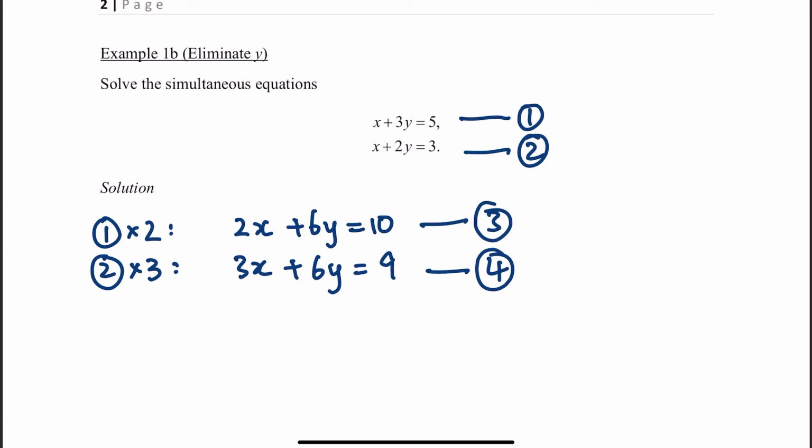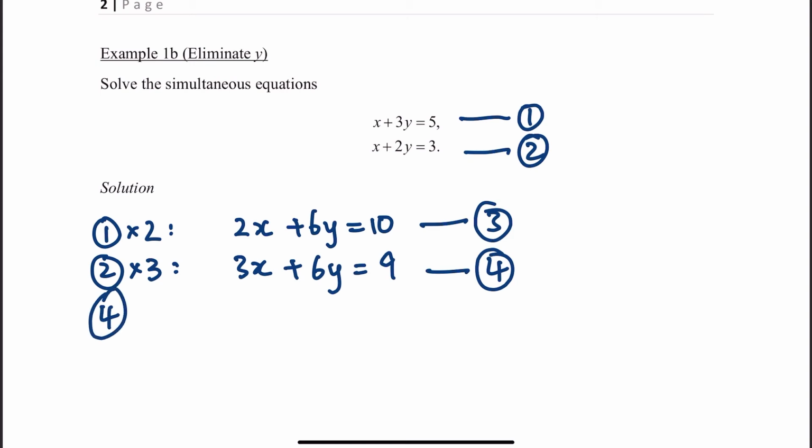Now, I have 6y and 6y. That means if I were to take equation 3 minus equation 4, I can remove y. Or if I were to take equation 4 minus equation 3, I can remove y. So which way would I choose? So it boils down to a question of, do you want to take 10 minus 9? Or do you want to take 3x minus 2x? Either way, you're going to get the same answer. So that doesn't matter. But for me, I prefer to take 3x minus 2x.